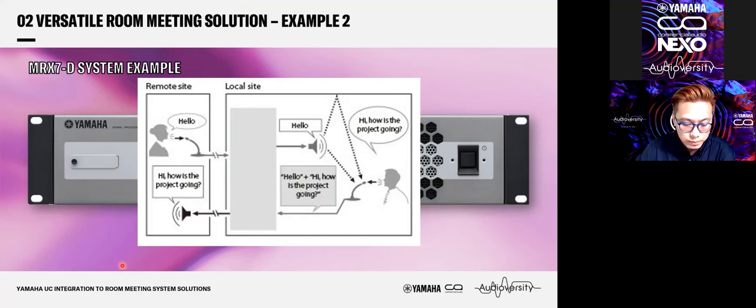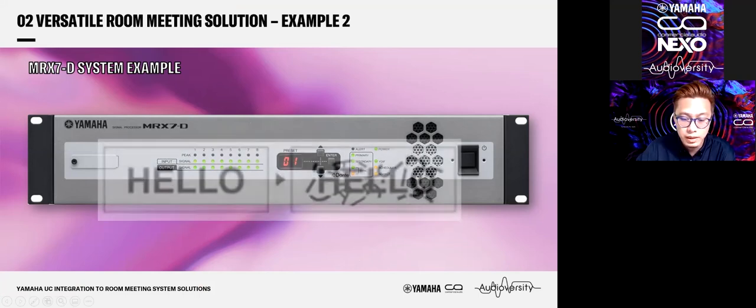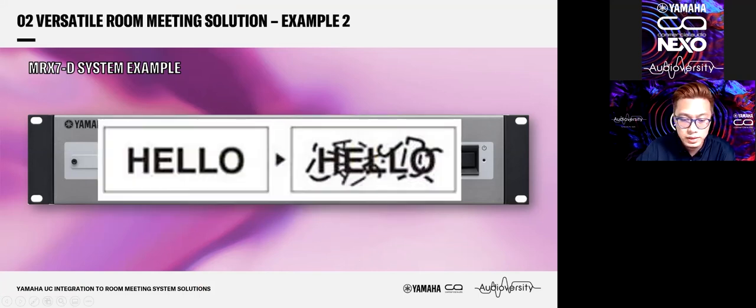Next up is the next extended feature of this MRX7D system. I don't know if this picture gives you an idea of what I'm going to say next. Hello, and it seems like whatever is going there is scrambled. You can see A and J and messages being scrambled within this hello.